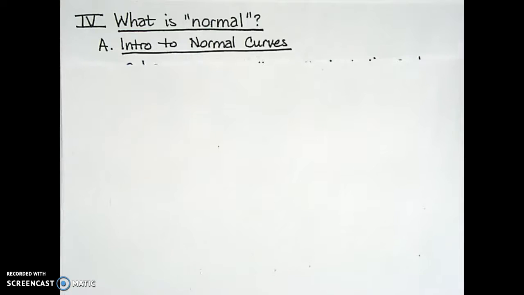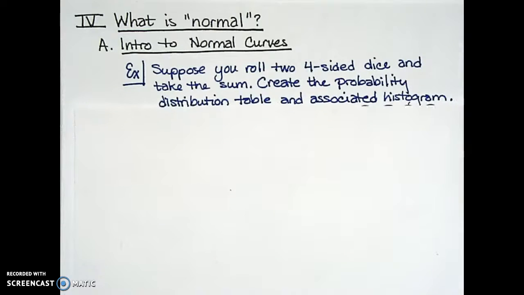I'm going to motivate this with the following example. Suppose you roll two four-sided dice and take their sum. Create the probability distribution table and the associated histogram.